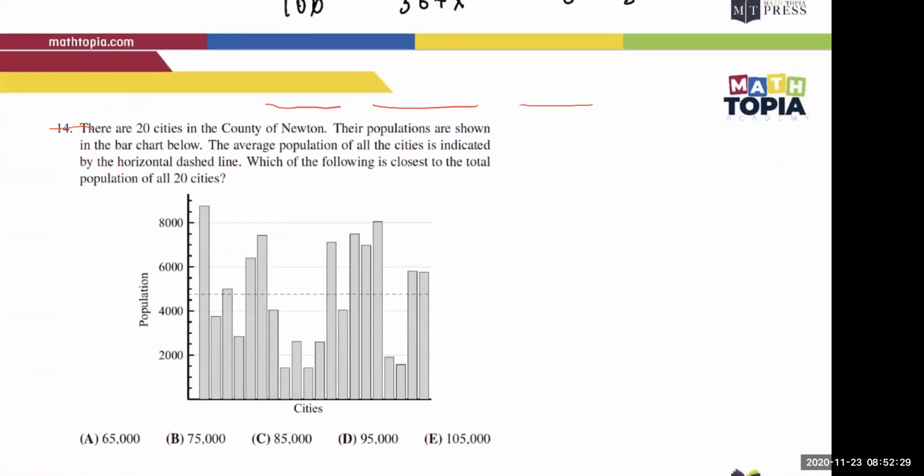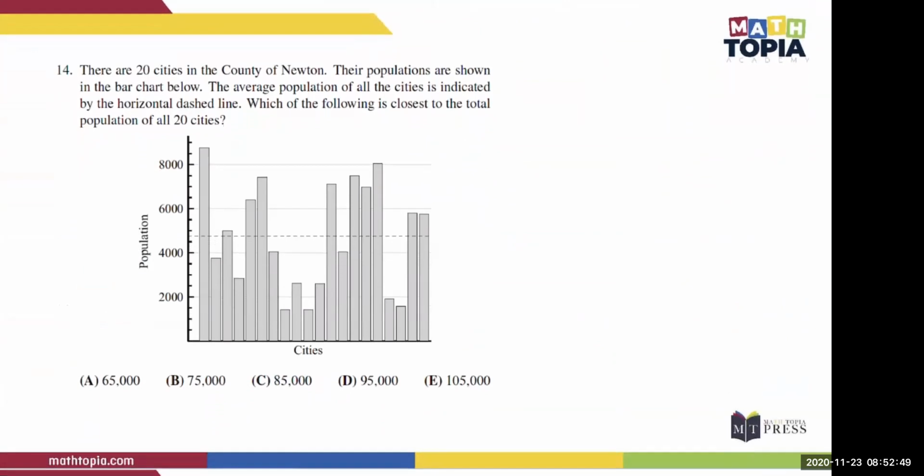So another data visualization problem. Okay. There are 20 cities in the country of Newton. Their populations are shown in the bar chart below. The average population of all the cities is indicated by the horizontal dashed line. What's closest to the total population of all 20 cities? Now we need to see what is the value of this dashed line. Well, we see that this in the middle here would be 5,000.